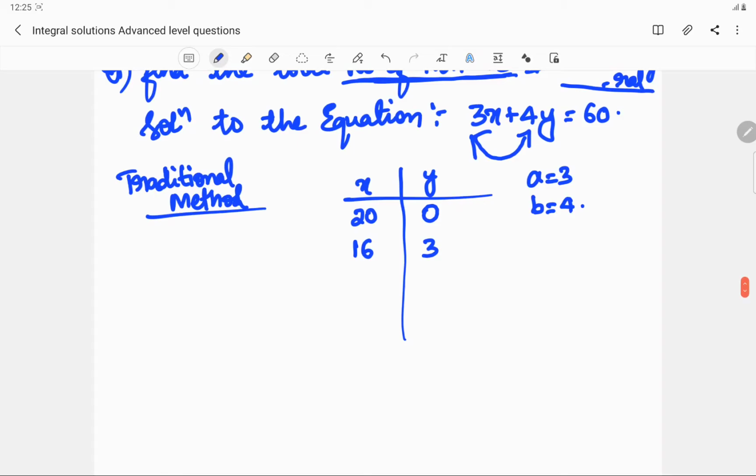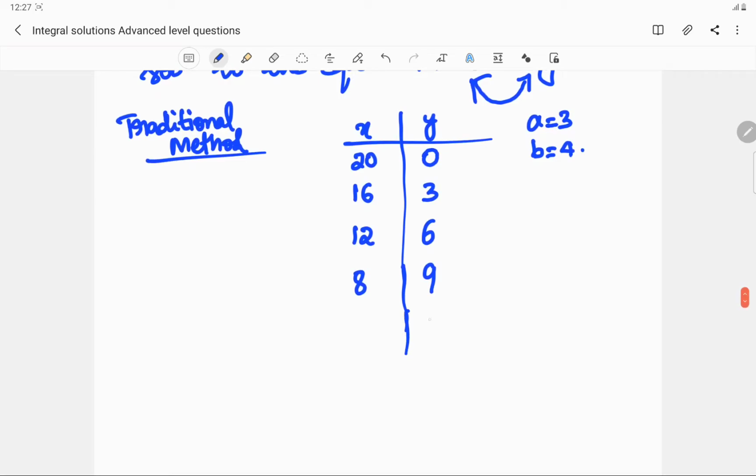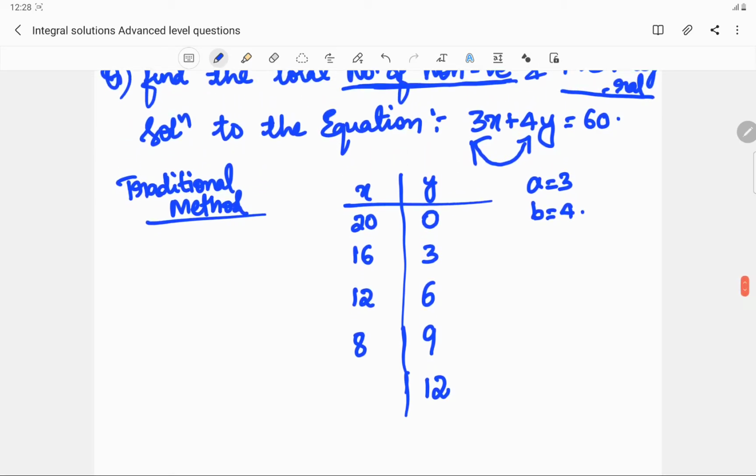Now here we will further increase y by another 3. So if it is 6, we are going to get 12 over here. If it is 9, we get 8. If it is 12, we get 4. If it is 15, we get 0. We started with y as 0 and we have ended with x as 0.